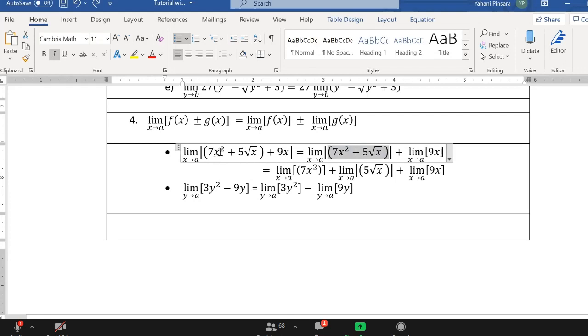So here there are two brackets. We have used the bracket only to separate the two functions. This is fx, we can take this as fx and this as gx. Right? To separate the two functions only, we have used these brackets.